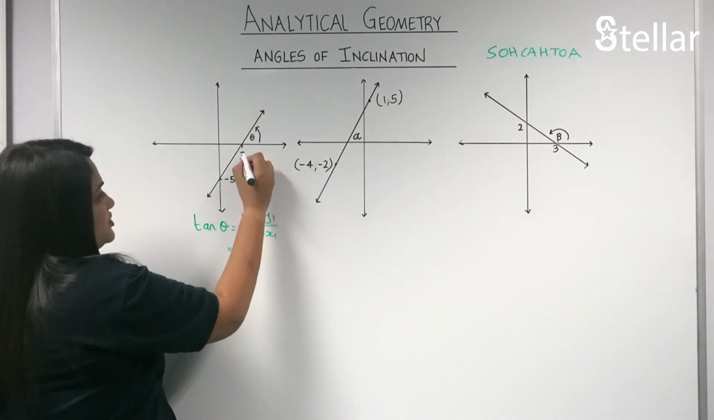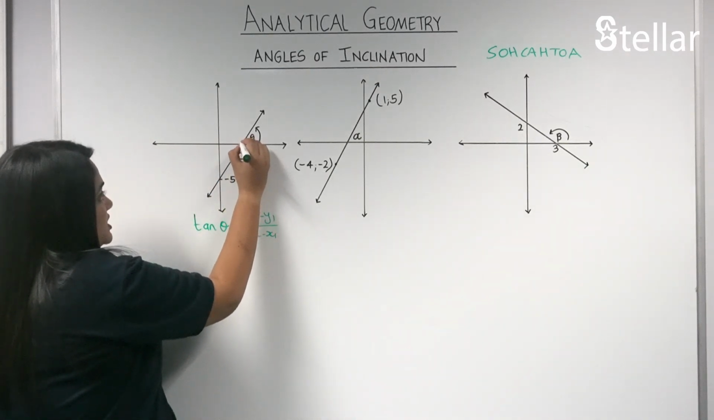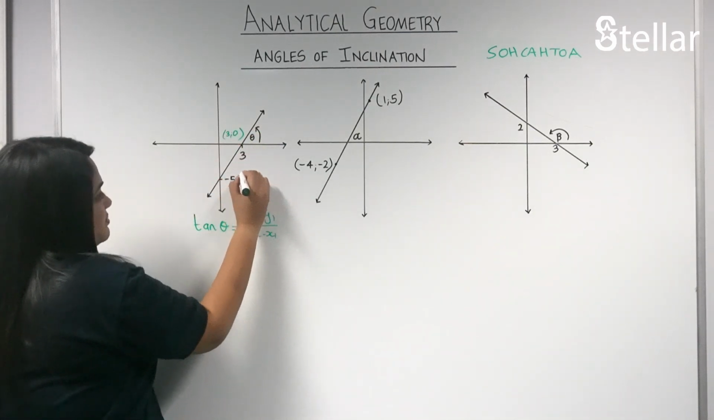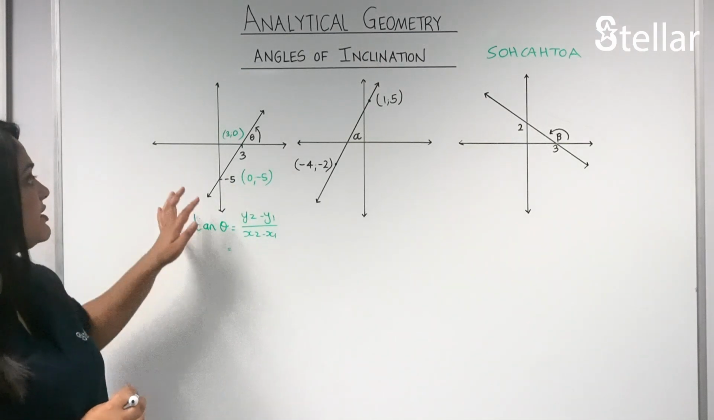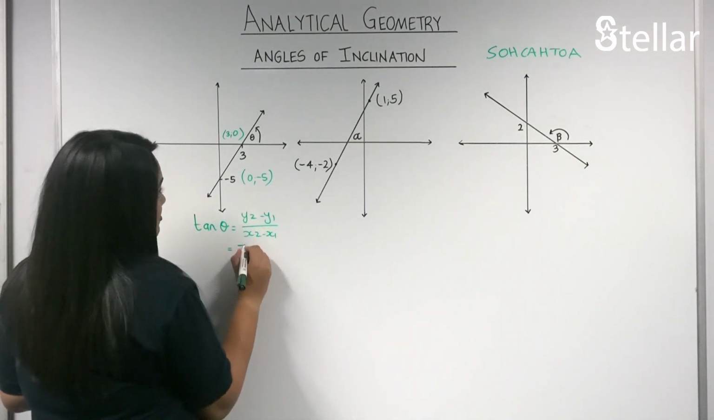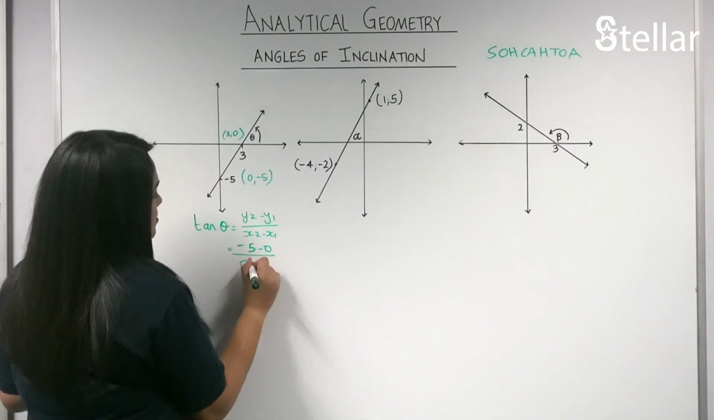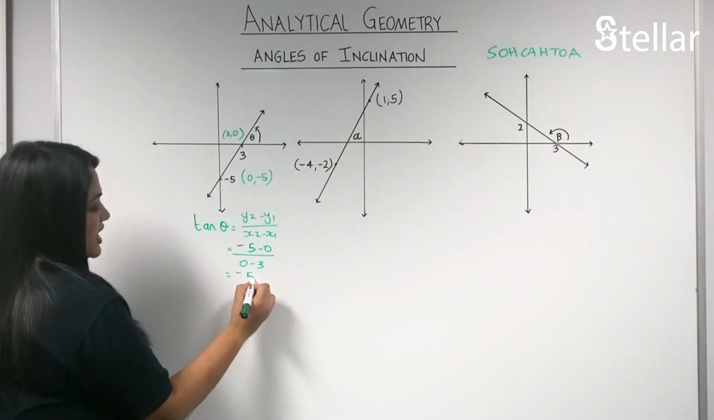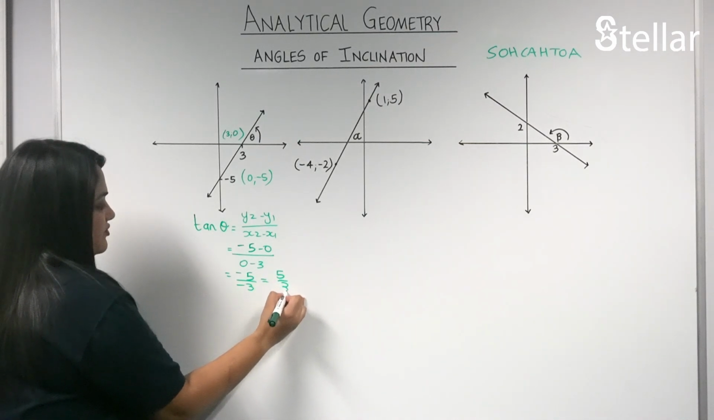If this is 3, y is 0, so my coordinates for this point are (3; 0). My coordinates for this point are (0; minus 5), because it's cutting the axis. So I get minus 5 minus 0 all over 0 minus 3. This is equal to minus 5 over minus 3, which is just equal to 5 over 3.